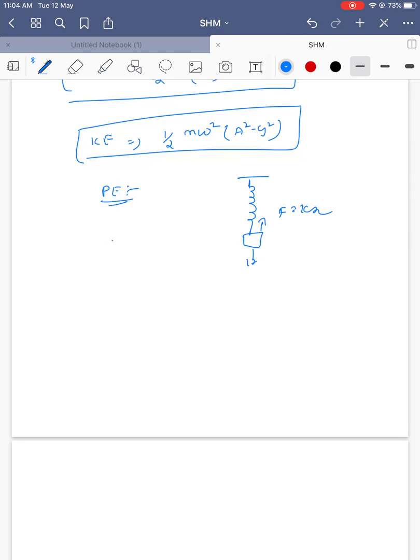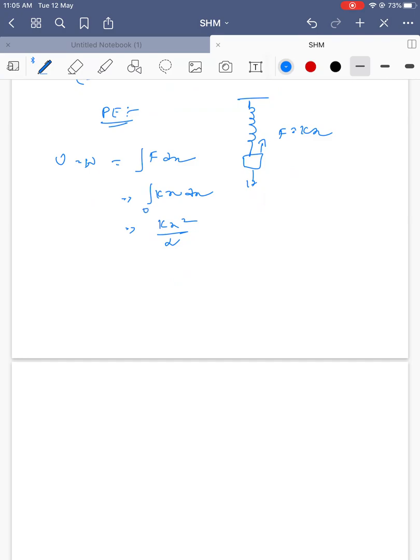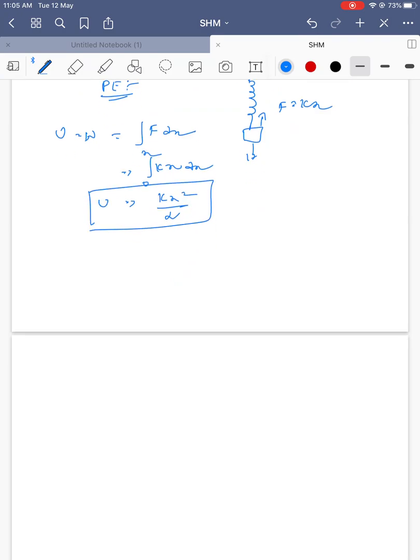So if you write the equation for potential energy, the work done is stored in the form of potential energy. U is equal to integral of F into dx. F is nothing but k into x, so integral of kx dx is equal to half kx square, integrating from 0 to x. So the potential energy stored is equal to half k into x square.